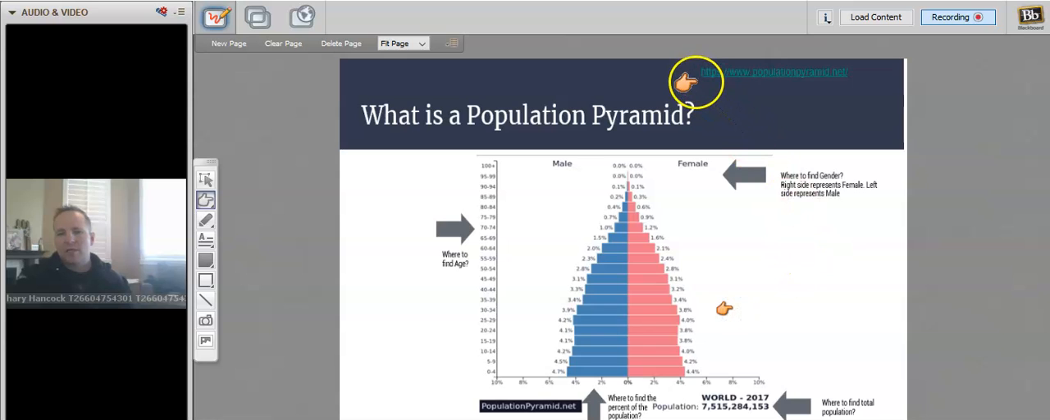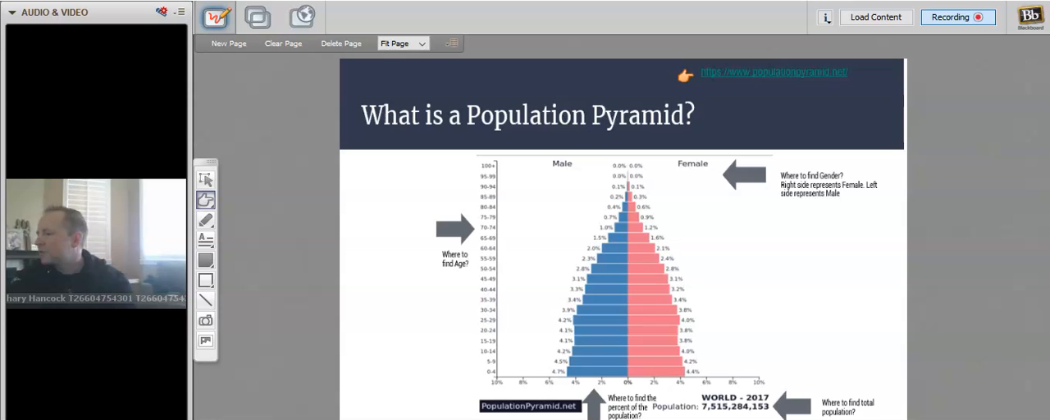At the very top right, you can see populationpyramid.net. That's the website we're going to be looking at. And using your exit ticket, you're going to use that website in order to answer the questions, okay? So let me just look at the chat.